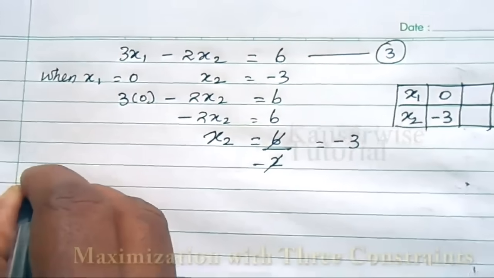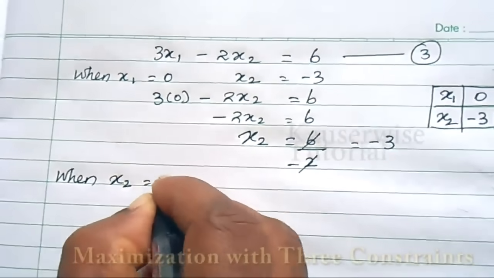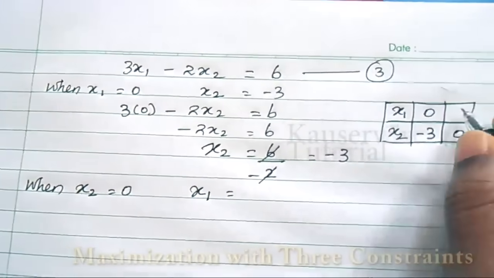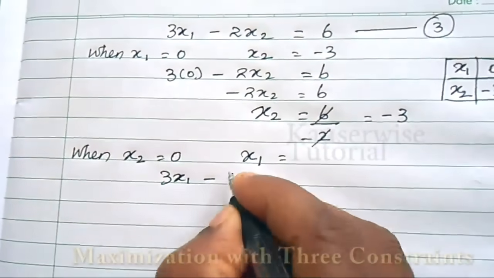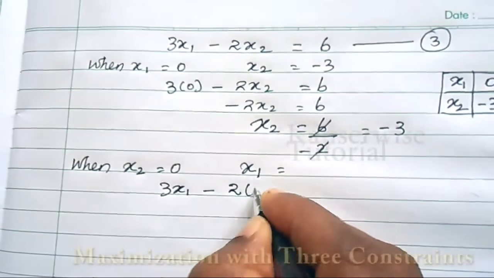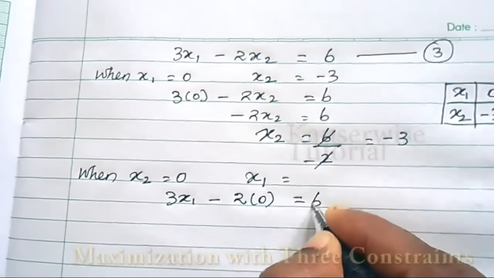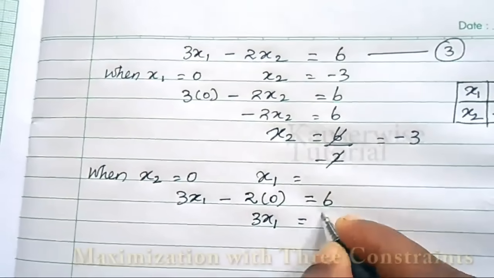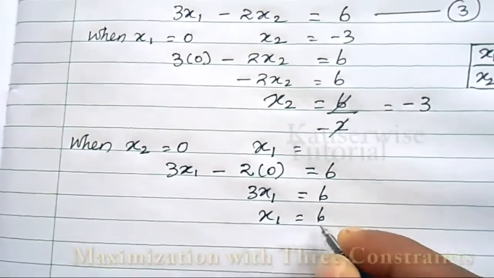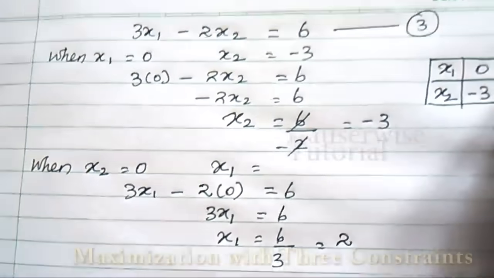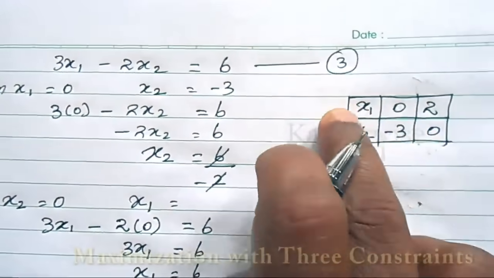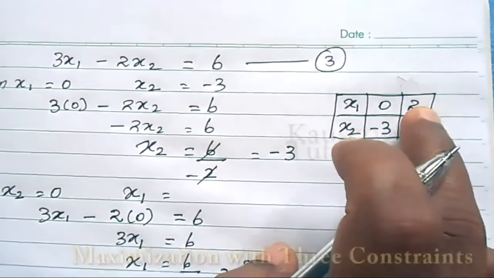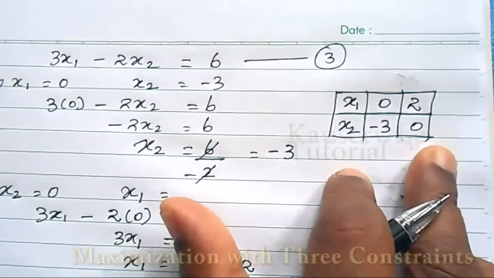In the same way, when x2 is equal to 0, what is the value for x1? 3x1 minus 2, x2 value is 0, equal to 6. So 2 into 0, 0. So we have 3x1 is equal to 6. So x1 is equal to 6 divided by 3, 2. So we have got 2 points. When x1 is equal to 0, x2 value is minus 3. When x2 is 0, x1 value is 2. So with this you can plot the line in the graph sheet.